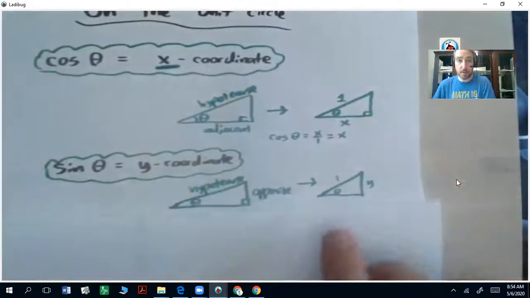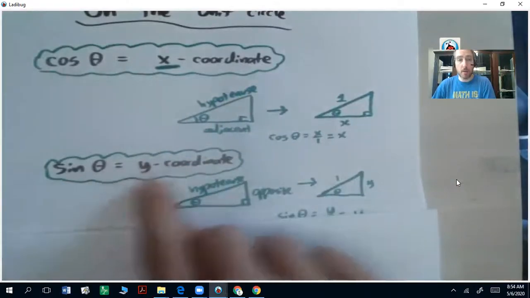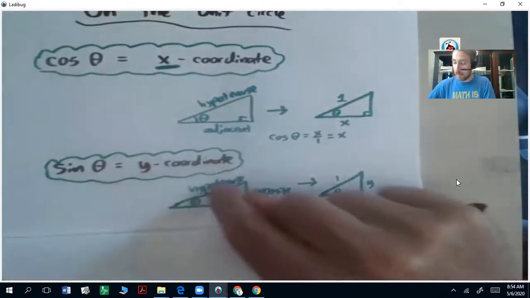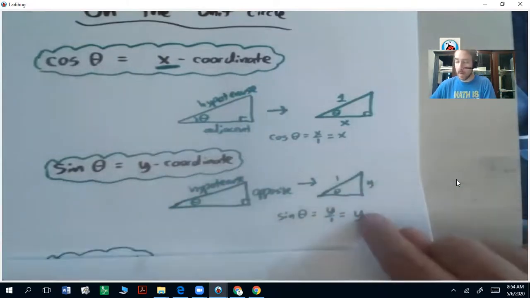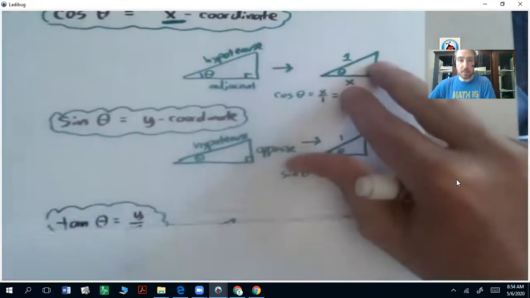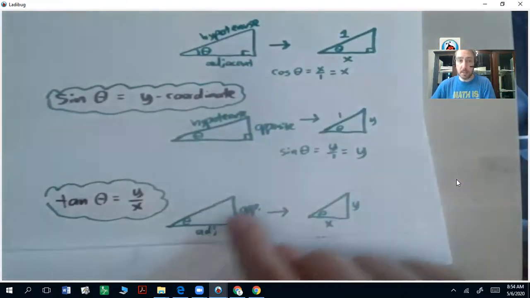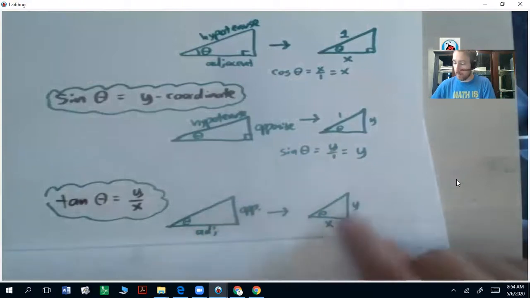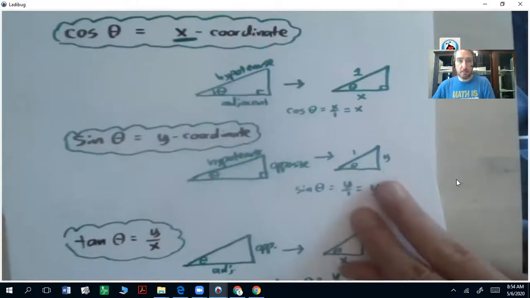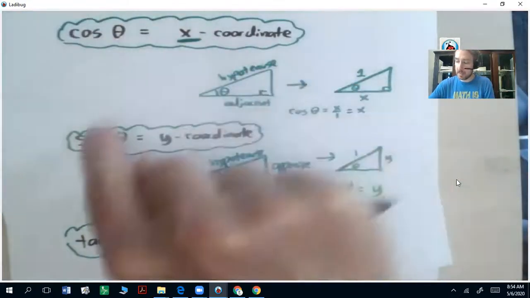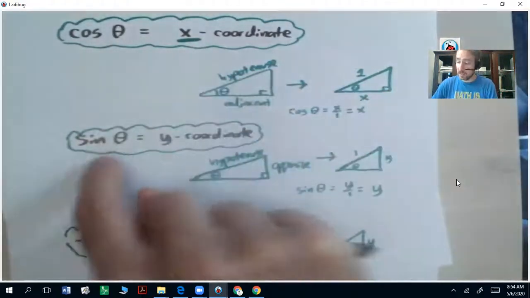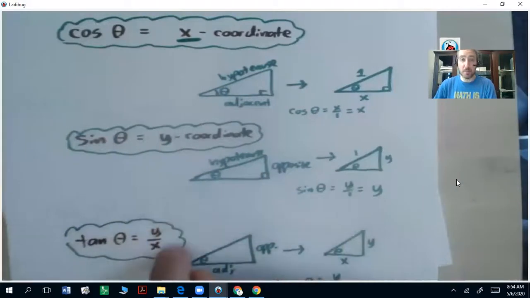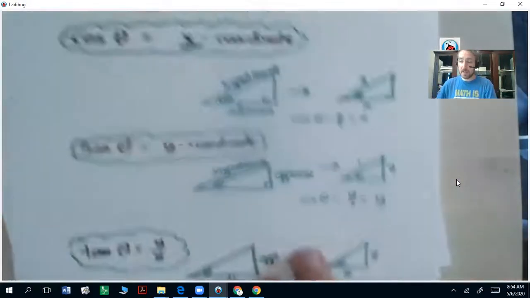Similarly, on the unit circle, the sine of the angle is the y-coordinate because that's opposite over hypotenuse, which is y, the vertical, over 1, which is y. And tangent, since tangent is opposite over adjacent, TOA, that's going to be y over x. So I want you to know these three facts. Cosine is x, sine is y, tangent is y over x. Those three are important facts. So let's get right into it.